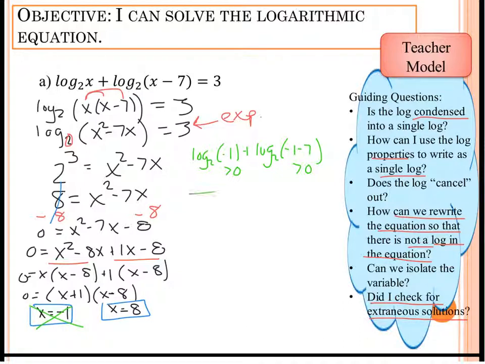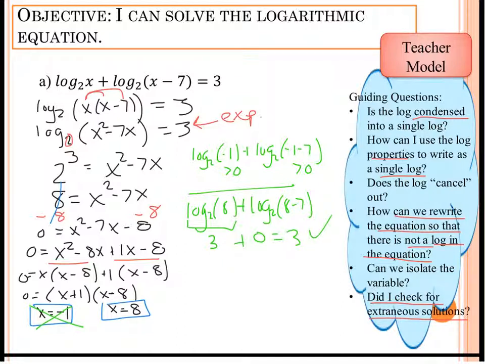And then I'm going to go ahead and check my other one just to make sure. Log base 2 of 8 plus log base 2 of 8 minus 7, and we're going to find out if that's 3. So remember, log gives you the exponent. What exponent do I need to raise 2 to in order to get 8? Well, it's 3, plus log base 2 of basically 1 after I do that subtraction. And what exponent do I need to raise 2 to in order to get 1? Well, it's 0. And 3 plus 0 is 3. So that does check out.